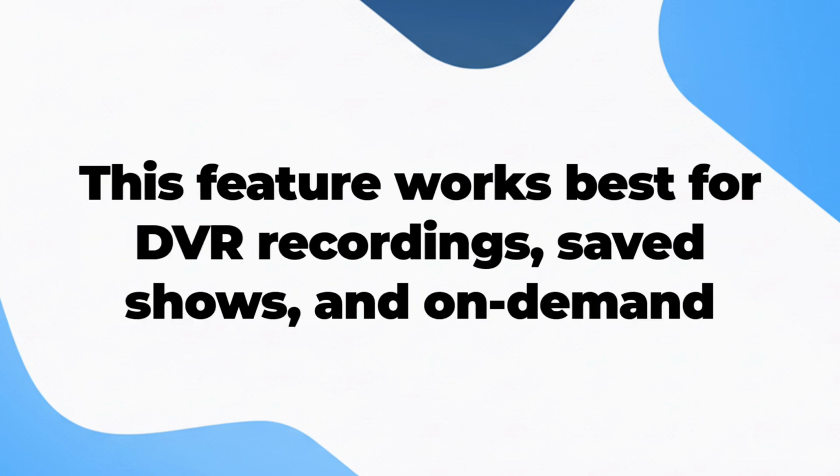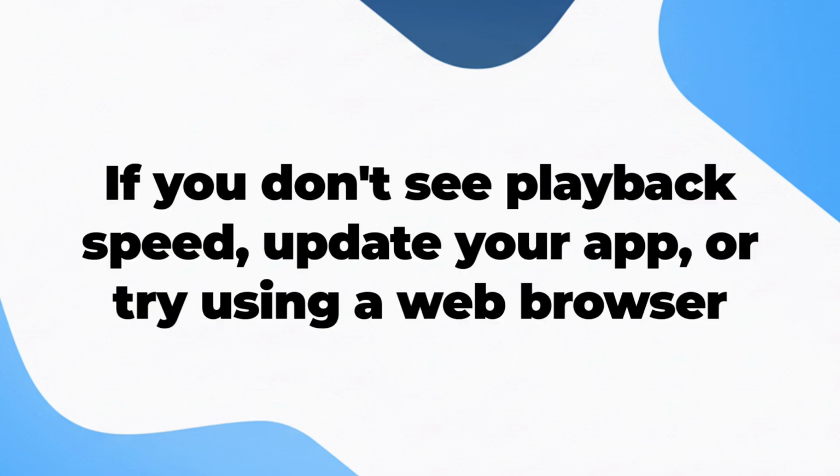This feature works best for DVR recordings, saved shows, and on-demand content. If you don't see playback speed, update your app or try using a web browser instead.